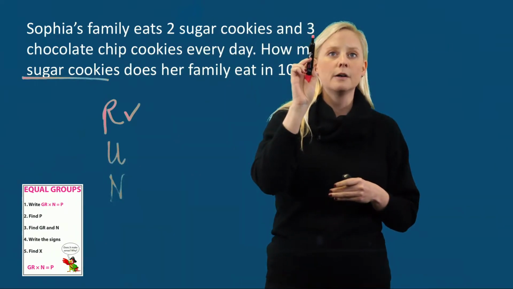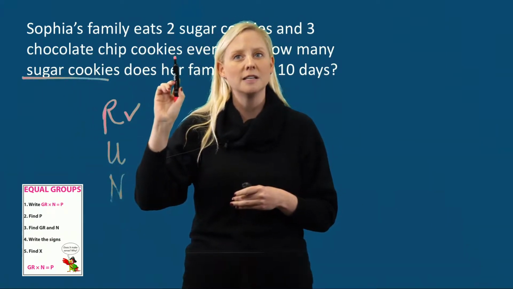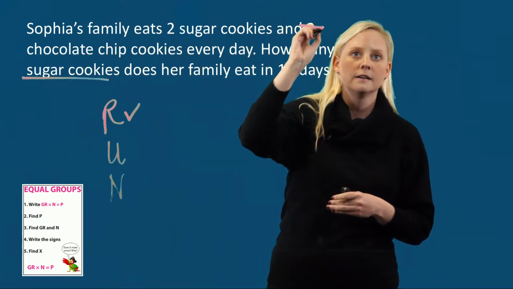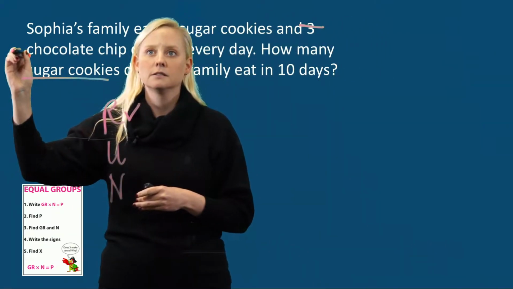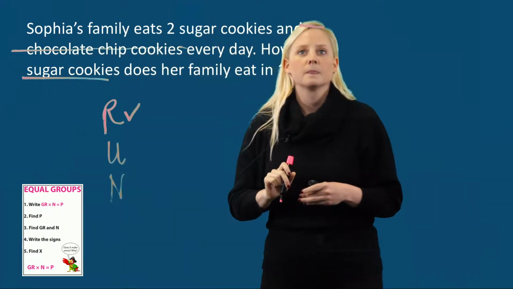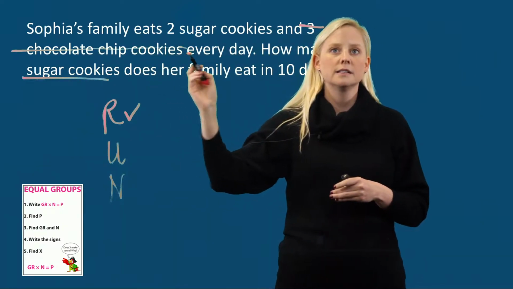The next number it says is 3. 3 is about chocolate chip cookies. That's about cookies, but I only care about sugar cookies. I don't care about chocolate chip cookies, although they are very yummy. We have 2, we've crossed out 3, let's keep scanning.